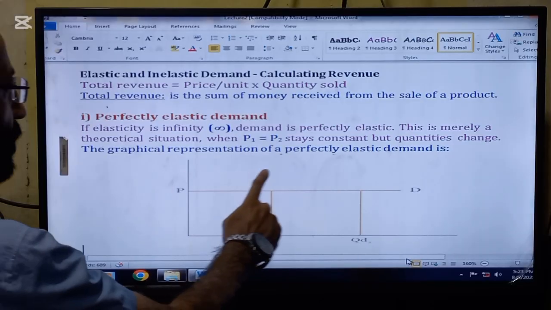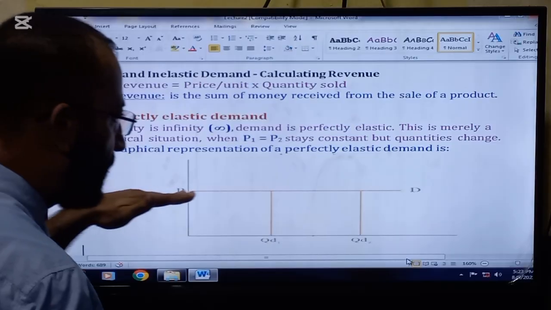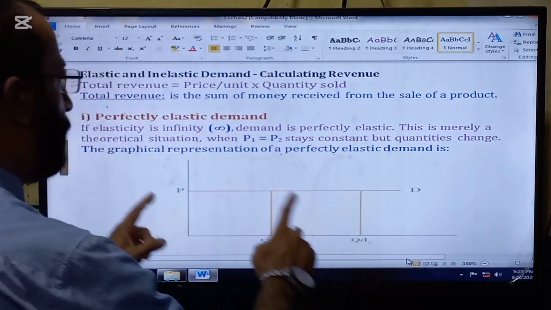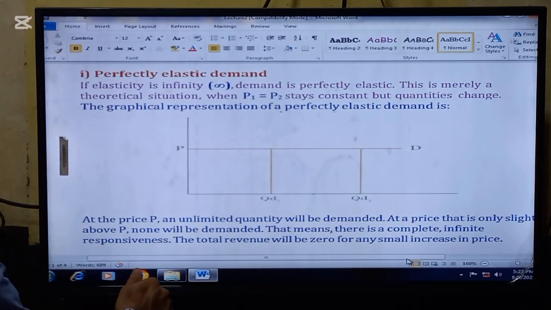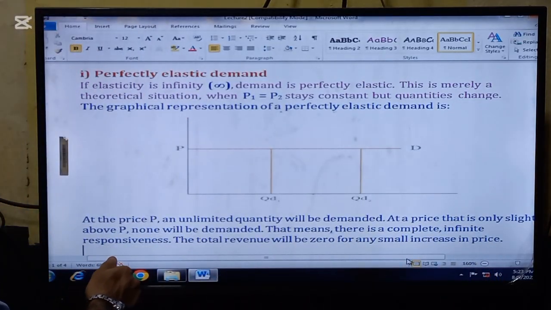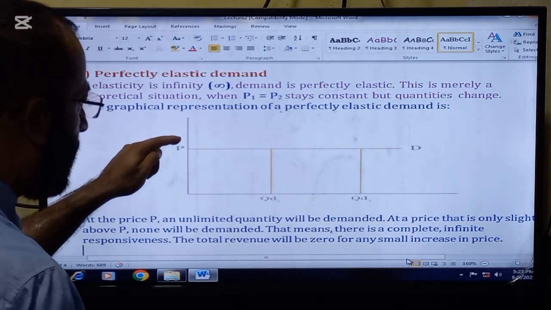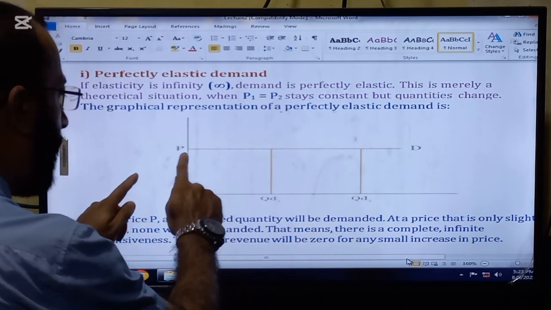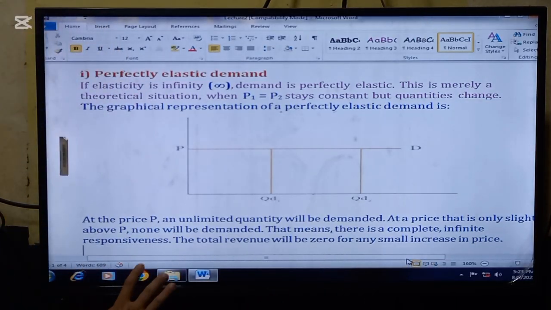The graphical representation of perfectly elastic demand is this: whenever the price remains the same, quantity goes on changing. This is merely a theoretical situation. At the price P, an equilibrium quantity will be demanded, but at a price only slightly above P, none will be demanded. That means there is complete, infinite responsiveness.